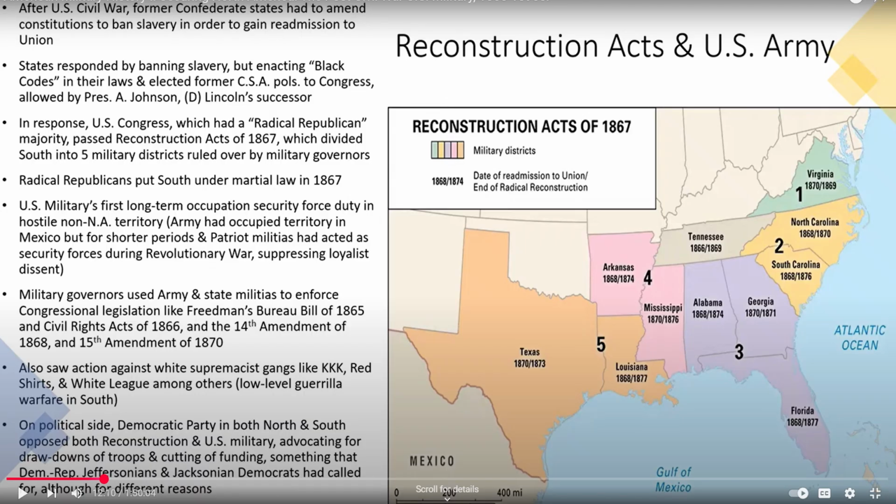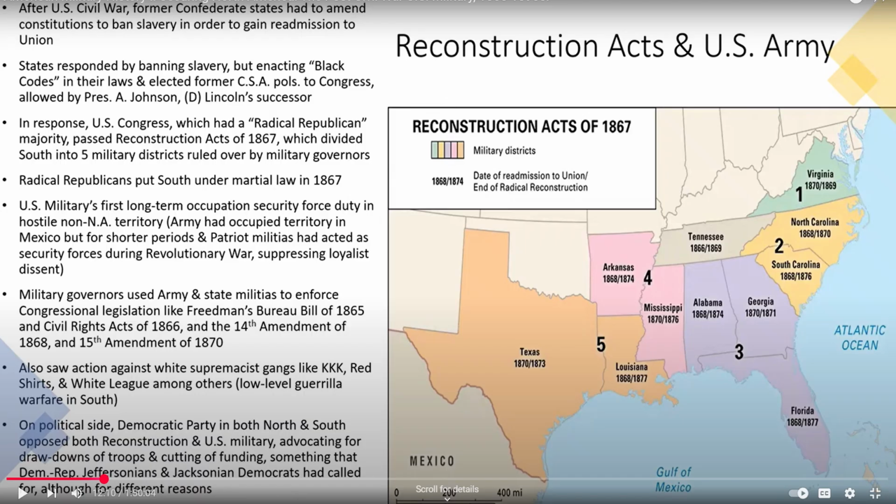There were five military governors, former U.S. Army or Union Army officers, that ruled over these five districts as well, and they're going to help enforce the law. They're going to work alongside the Freedmen's Bureau that was passed in 1865, and then they're going to enforce the Reconstruction Acts and even the 13th and 14th Amendments, and eventually the 15th Amendment as well of 1870. And they're going to fight against various white supremacist gangs like the KKK, the Red Shirts and the White League.